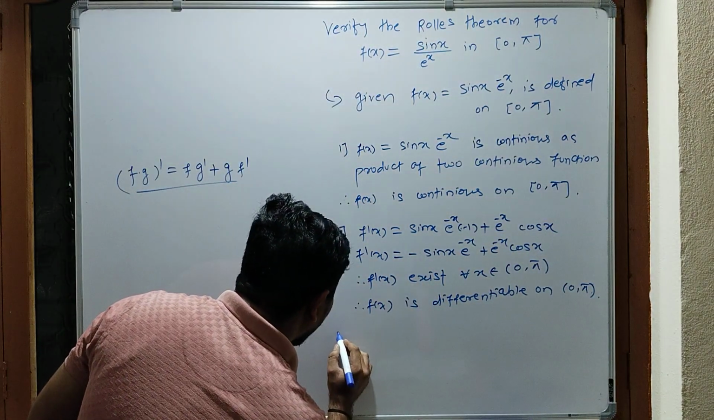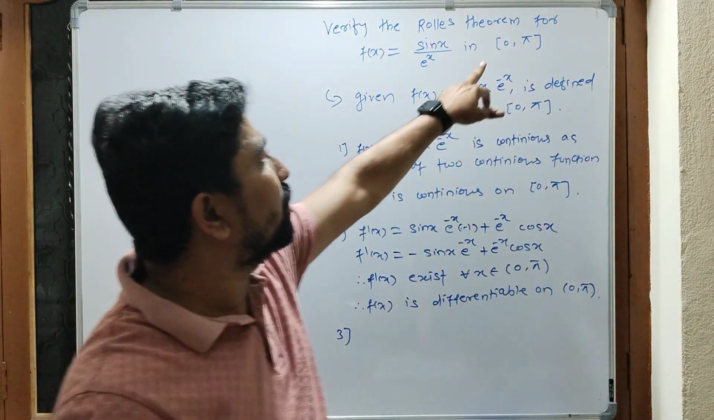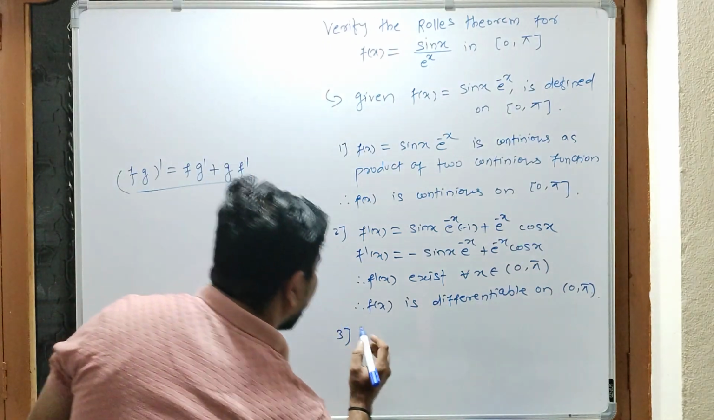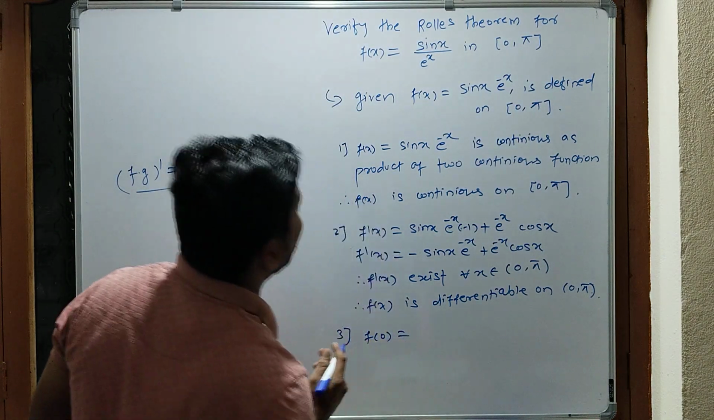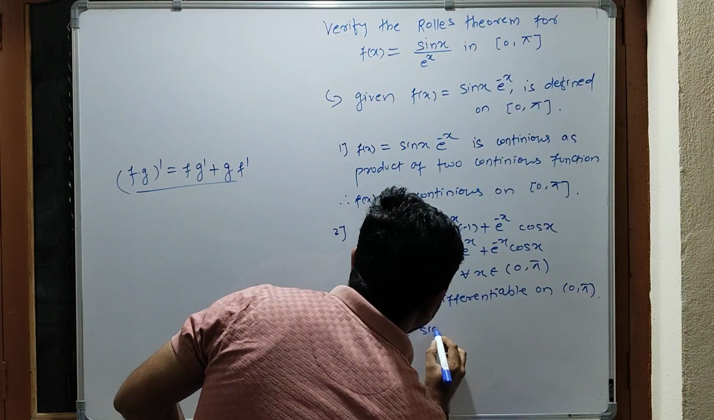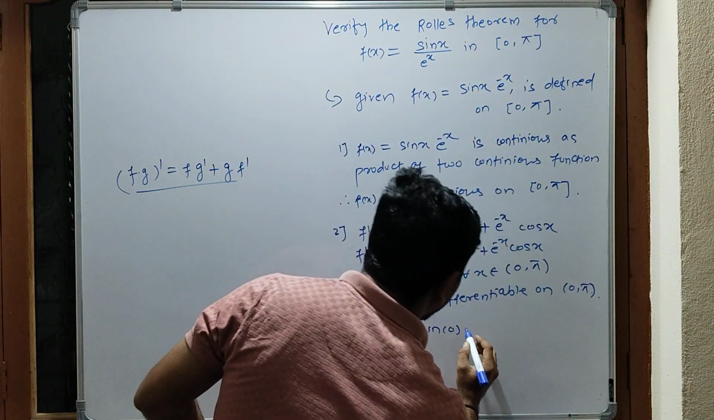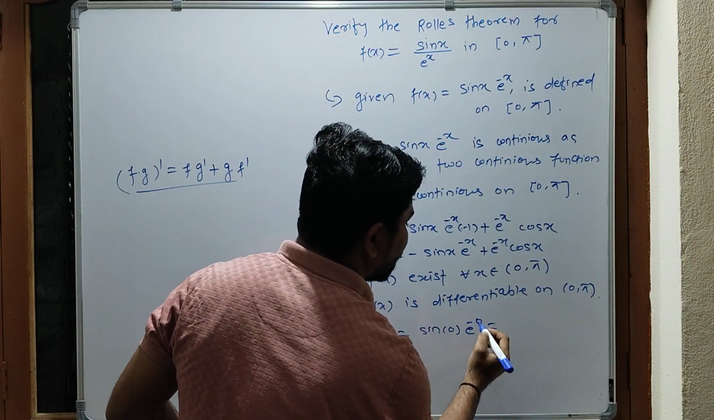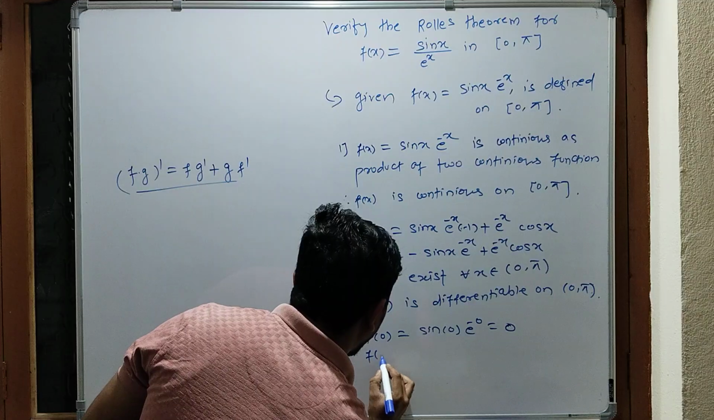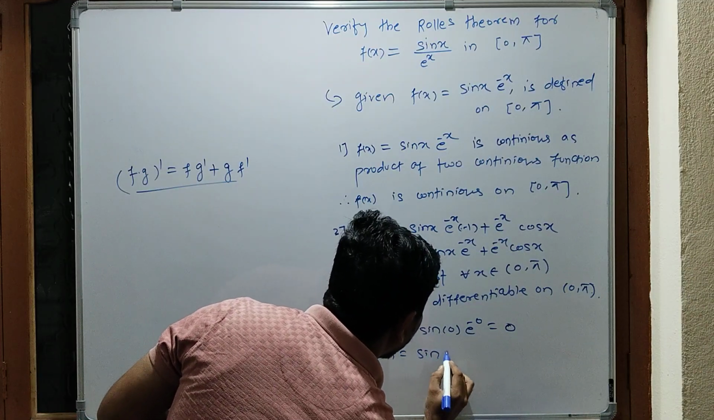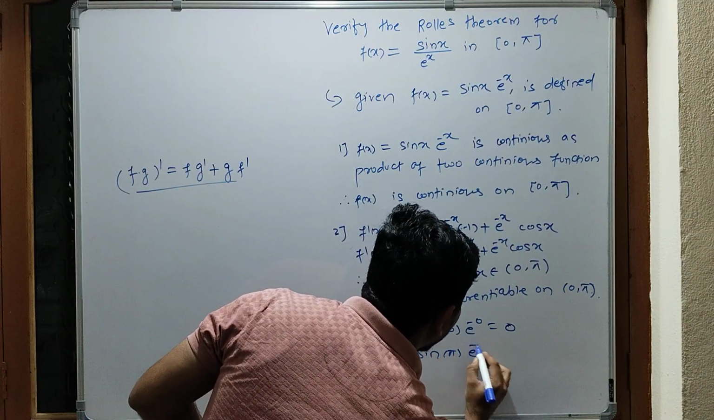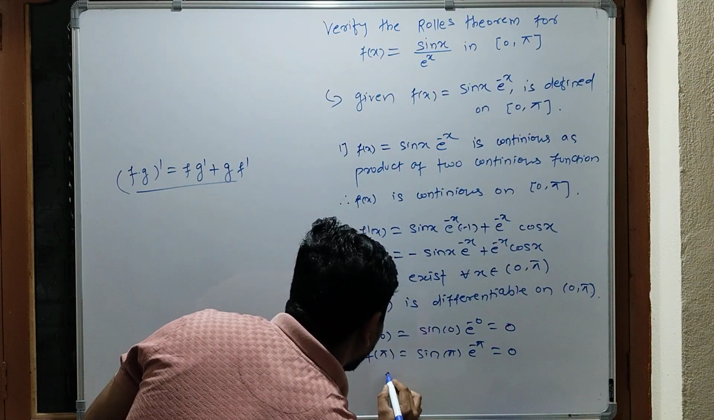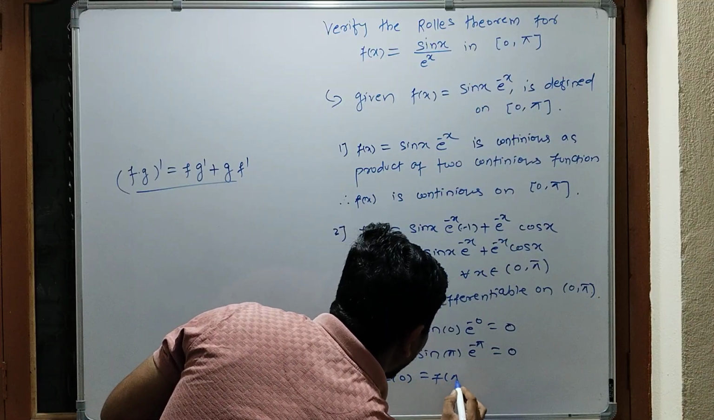Now the third condition says that the functional value at endpoint 0 and the functional value at endpoint pi should be the same. Here f of 0 equals sin 0 into e to the power minus 0. Sin 0 is 0 and e to the power 0 is 1, so this is 0. And f of pi equals sin pi into e to the power minus pi, where sin pi is 0, and 0 into anything is 0, therefore this is 0. This means that f of 0 is the same as f of pi.